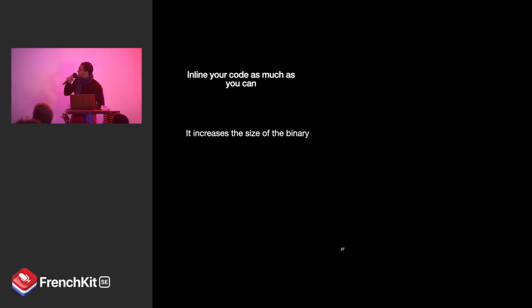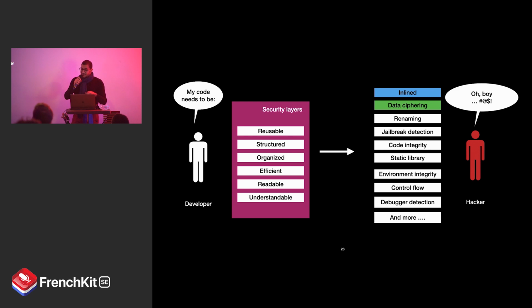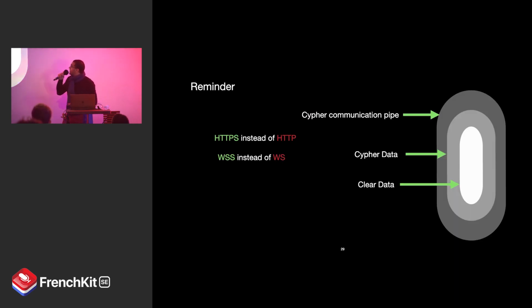And the next one is just a reminder: be sure to use an encrypted communication pipe, and you can add many layers of encryption as you need. It's really important.